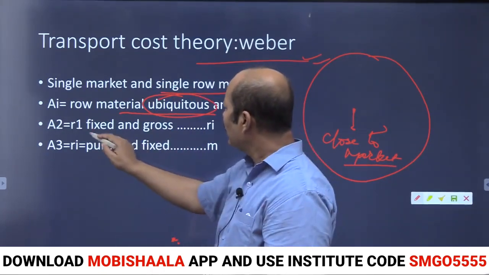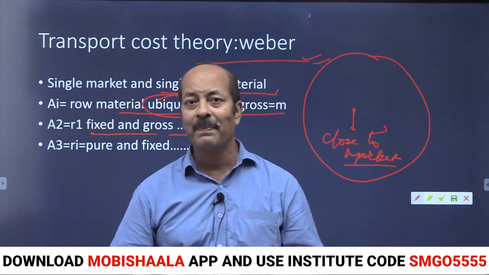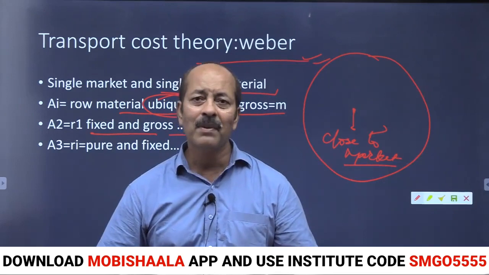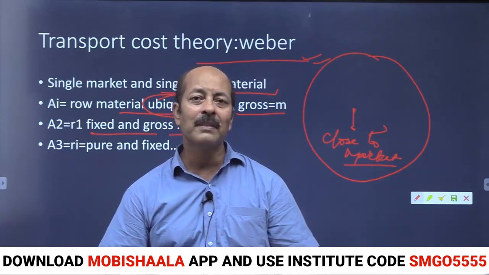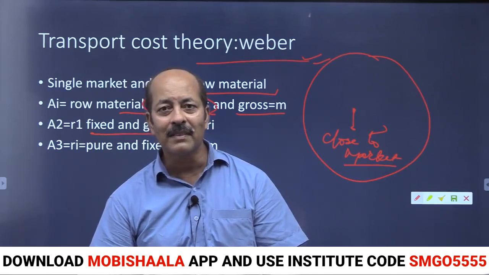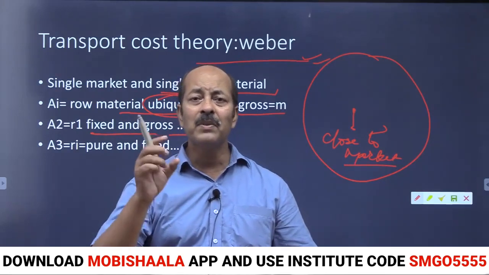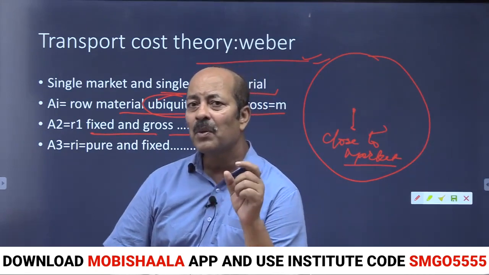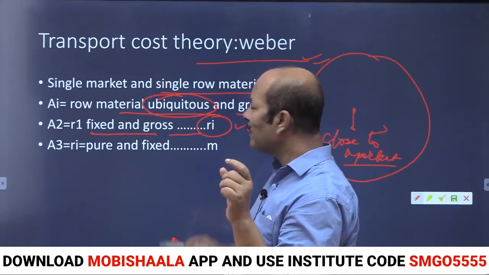The second thing is fixed and gross. Suppose one raw material is very heavy, the gross raw material, where the transport cost will be maximum. Take the example of a raw material like iron, coal, manganese, and you are carrying the raw material over a large distance, suppose from Jharkhand to Rajasthan, to establish an iron and steel industry. So there will be maximum transport cost. To reduce transport cost, the industry will be located close to the raw material area. So you will find the industry located close to the raw material area.